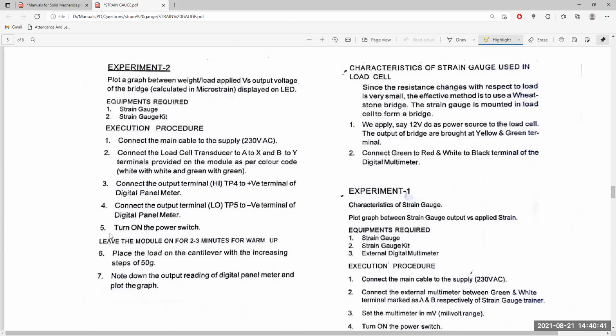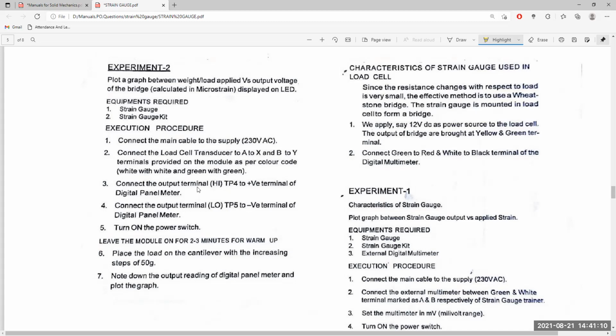Next, we have the experiment where we have to plot a graph between the applied load weight and the output voltage of the bridge displayed on the LED, calculated in microstrain. The equipment is a strain gauge. What is the procedure? Connect the mains voltage to the supply. Then again the same thing which I have told earlier. Connect the load cell transducer terminals to the terminals provided on the module as per the switch.